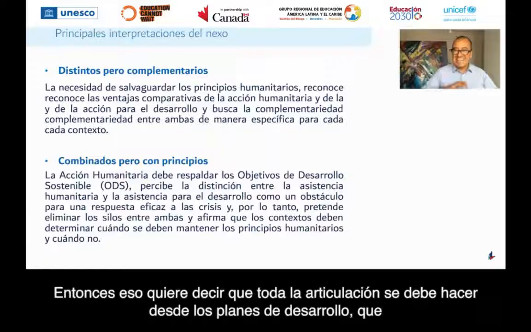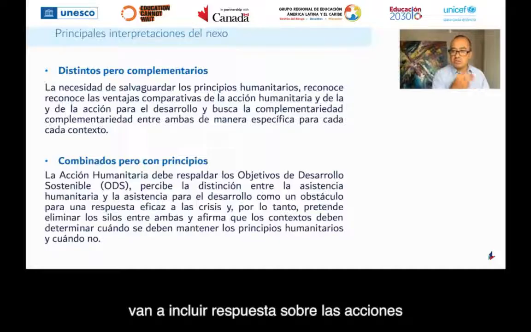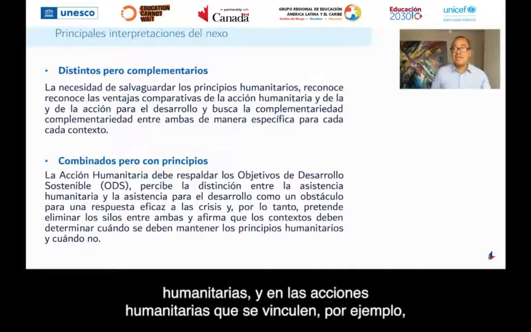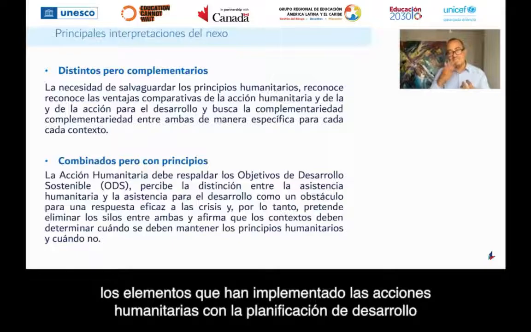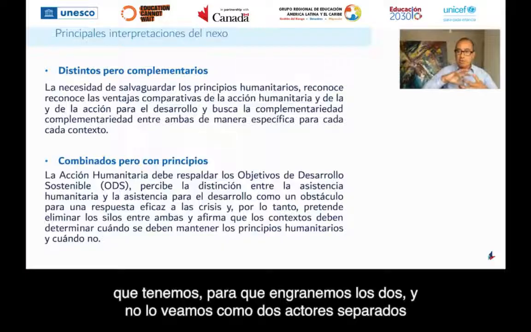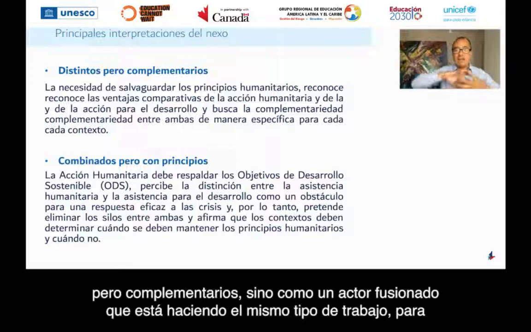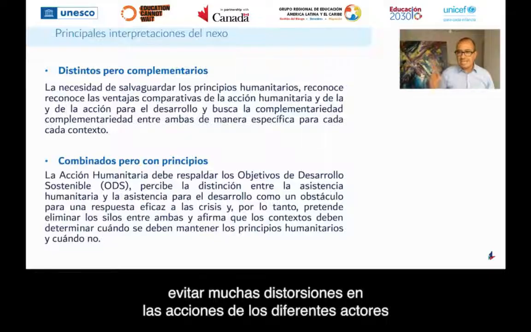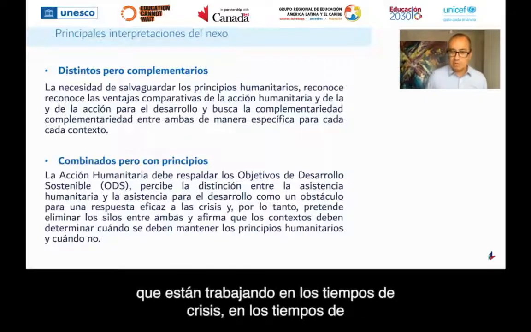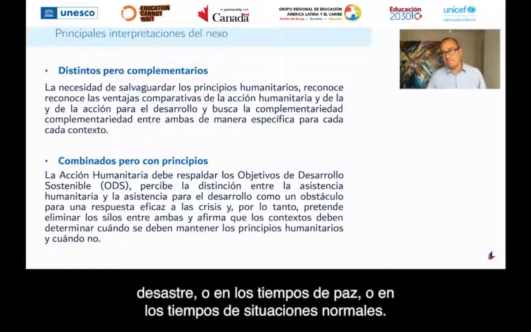So that means that the whole articulation should be done from the development plans, which will include response and humanitarian actions, and the humanitarian actions are linked, for instance, to the development planning that we have. Like that, we merge both of them together, and we don't see them as two separate but complementary actors, but as merged actors doing the same kind of work, in order to avoid many distortions in the actions of the different actors working in times of crisis, in times of disasters, in times of peace, or in times of normal situations.